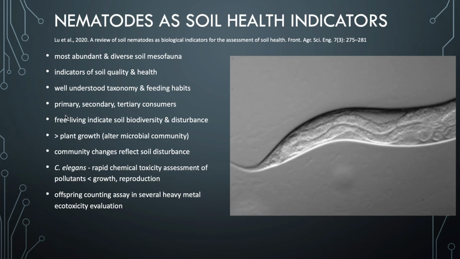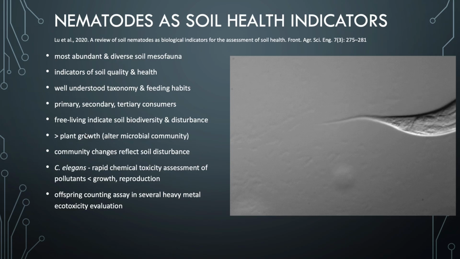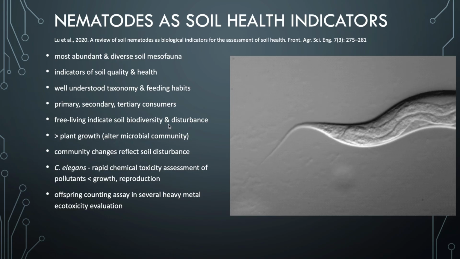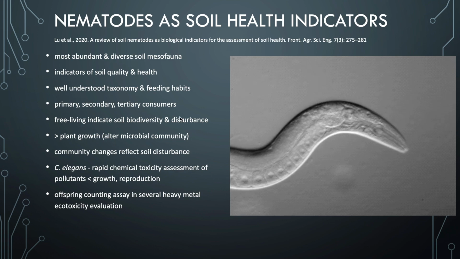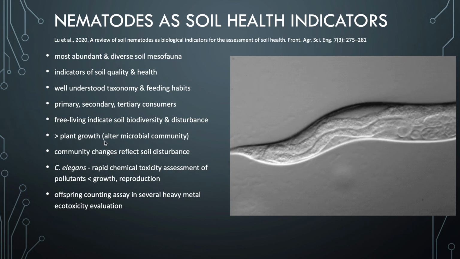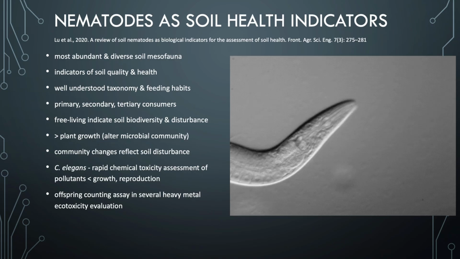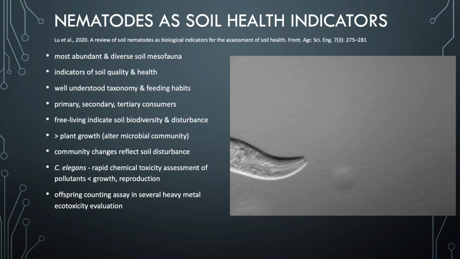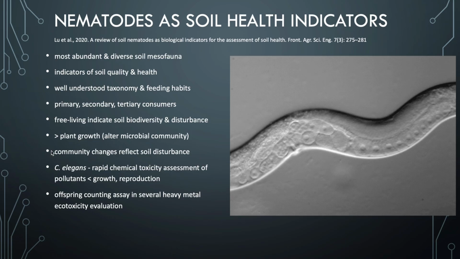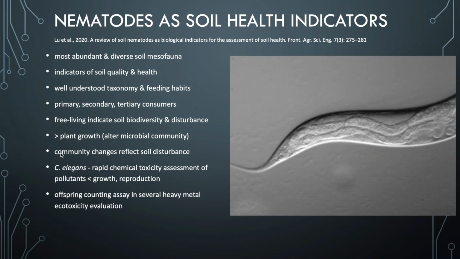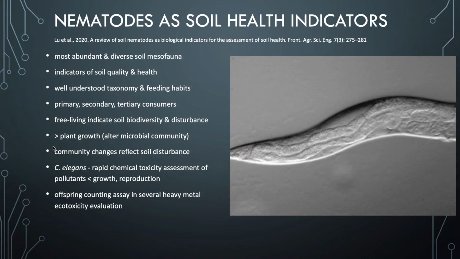In general, a diverse community of nematodes increases plant growth, and this alters the microbial community, as the plant exudates and the organic matter from the plants feed the microbial community and therefore the nematodes. Nematode community change is a reflection of soil disturbance as well, so the different feeding groups and the diversity within those feeding groups, as well as the composition of that community.